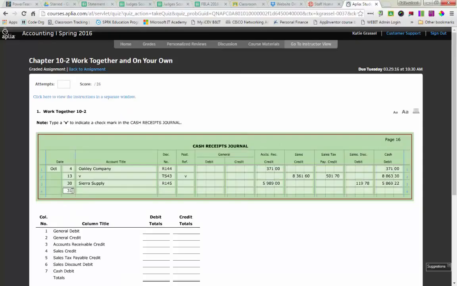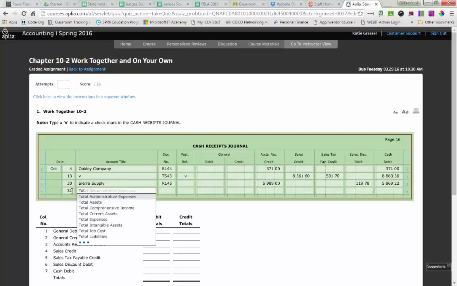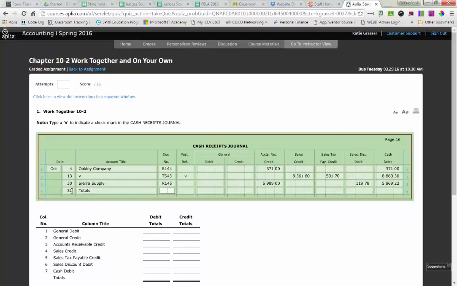Instruction number two: for the end of the month, total the cash receipts journal, page 16. This shouldn't be too difficult. How many days are there in October? Okay, so put the 31st. Then I'm going to write totals. I'm saying totals versus total because there's more than one number. And then you're going to go through and just add these up.